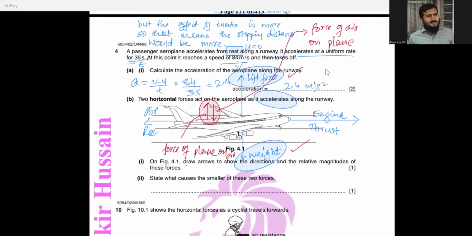What causes the smaller of these two forces? Now they are talking about the horizontal forces, okay? Which one is smaller, air resistance or engine thrust? It's accelerating, so thrust is more. So the lesser one is what? Air resistance.